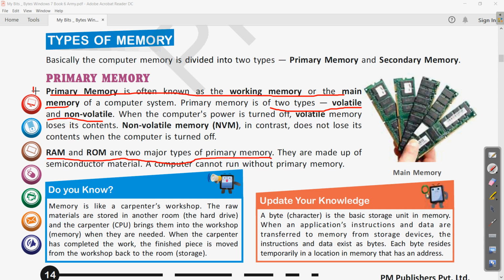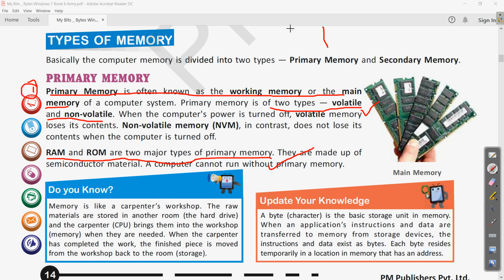First point is primary memory is also known as main memory of the computer system, main memory or working memory. Then the primary memory is of two types, volatile and non-volatile. And the third point is RAM and ROM are the two major types of the primary memory. This we have written about the primary memory.